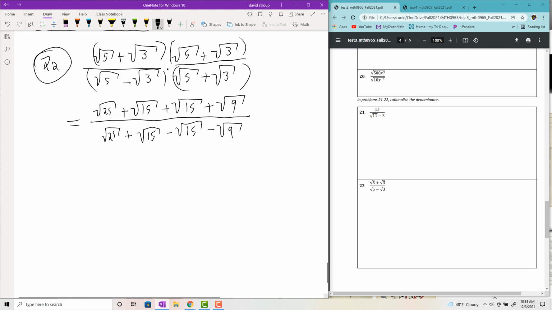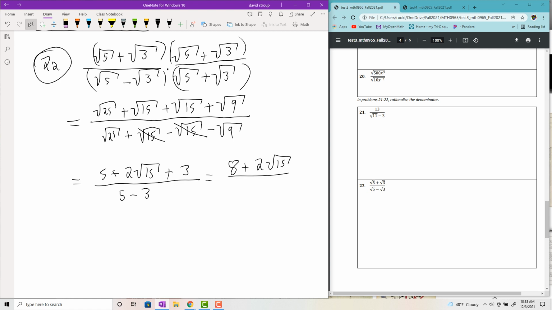Okay. Simplify, root 25 is 5. There are 2 root 15s. And then root 9 is 3. On the downstairs, the root 15s cancel. Root 25 is 5. Root 9 is 3. 5 plus 3 is 8. Plus 2 root 15 all over 2.